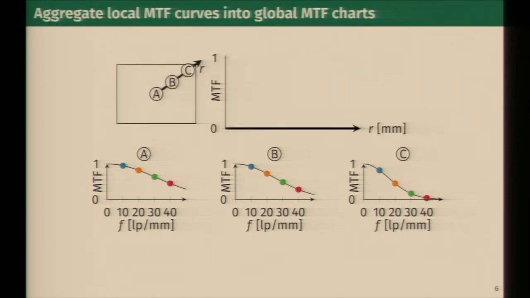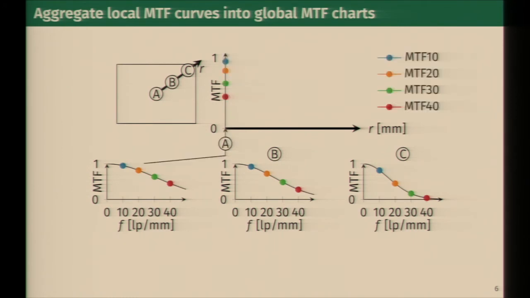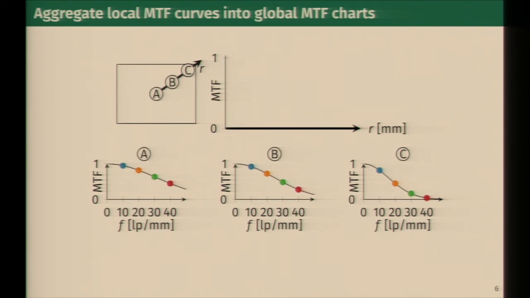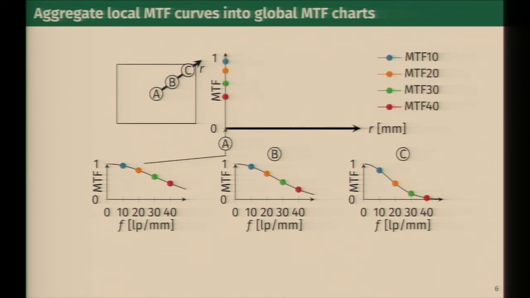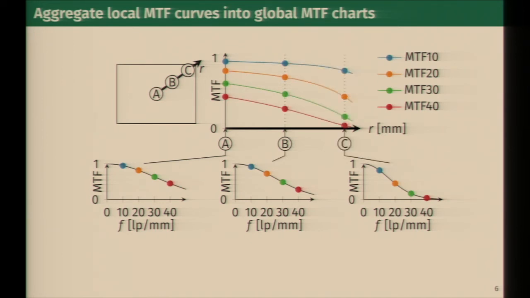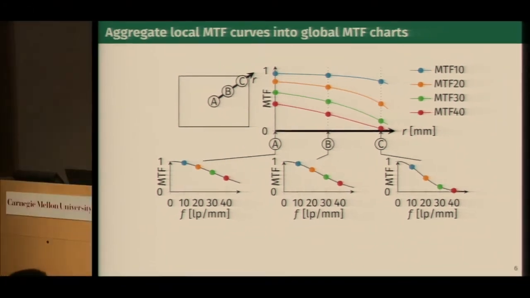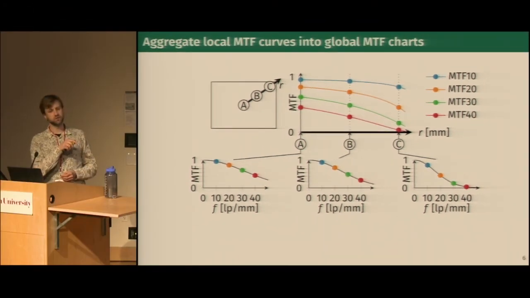And now we want to aggregate this, so we take a plot where on the x-axis I'm showing the radial position ranging from the center to the top right corner, and then we can aggregate these plots by discretizing them at certain fixed frequencies, and then plotting these frequencies in here as color. So now we lose the frequency information on the x-axis, but it's retained in the color at these discrete frequencies. Then you can take these 3 plots at these 3 different positions and put them into this plot. And this is how you get these so-called global MTF charts, which summarize the quality of your lens over the entire field of view, ranging from the center to the corner.